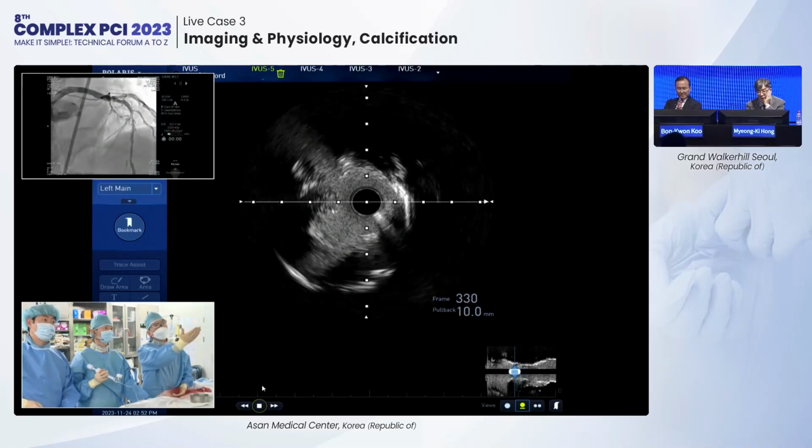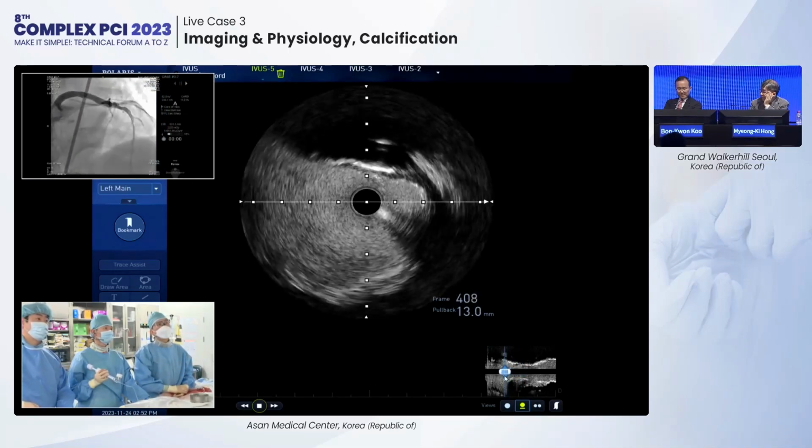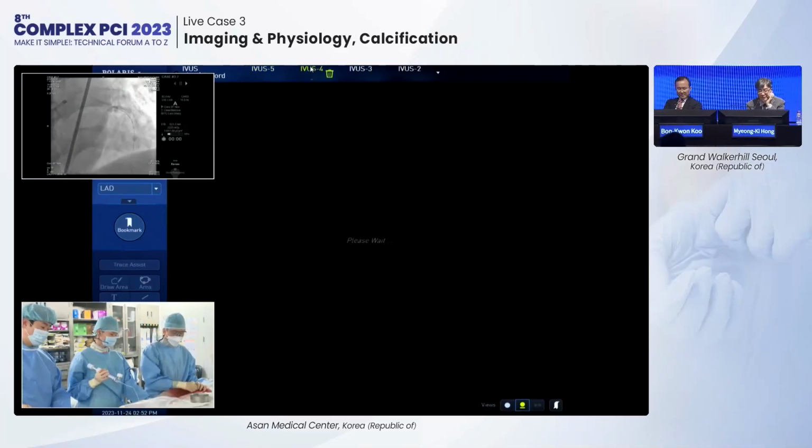So everybody has a worry about that. It's too big a size. There is a risk of perforation. What happened?